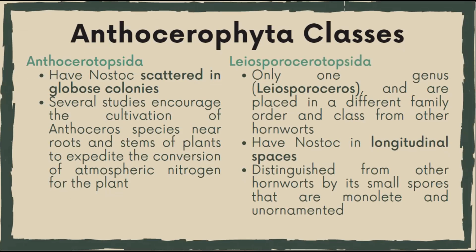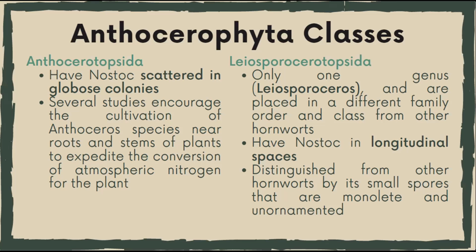This phylum has two distinct classes, Anthoceratopsida and Leiosporoceratopsida. L. duzai is the only species in the hornwort genus Leiosporoceros. The species is placed in a separate family, order, and class for being genetically and morphologically distinct from all other hornwort lineages. It is distinguished from other hornworts by its small monolete and unornamented spores. When we say monolete, by the word itself, mono, it means that there is a single narrow line or laesura on the spore.